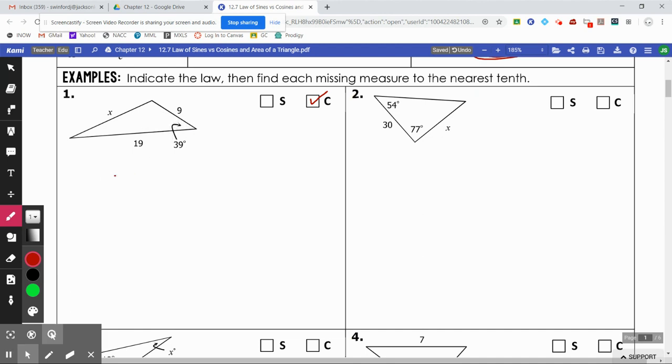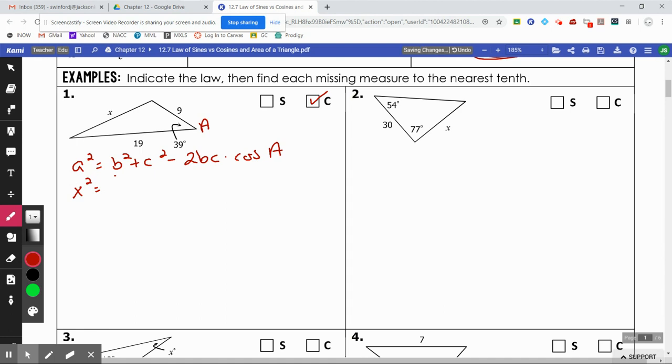And our law of cosines looks like this: a squared equals b squared plus c squared minus 2bc times cosine of A. We'll let this be my angle A. So we have x squared equals, and b and c are 9 and 19. I'm not going to go through the process of actually solving this. I'm going to go straight to our answer, but just keep in mind that you can type all that in. Don't forget the square root.